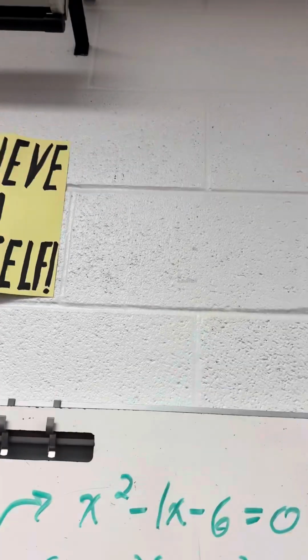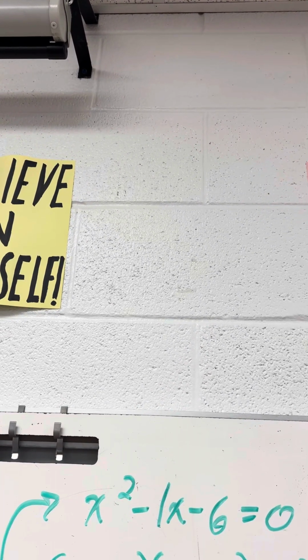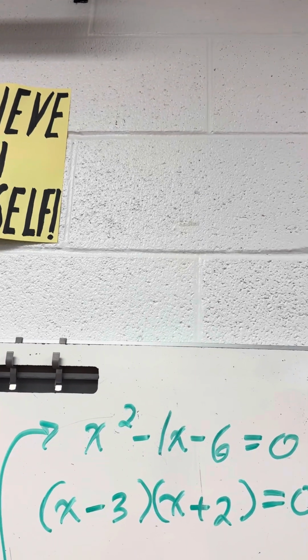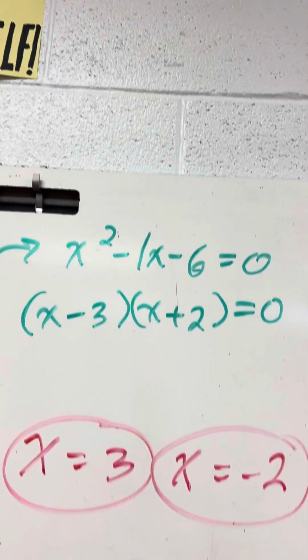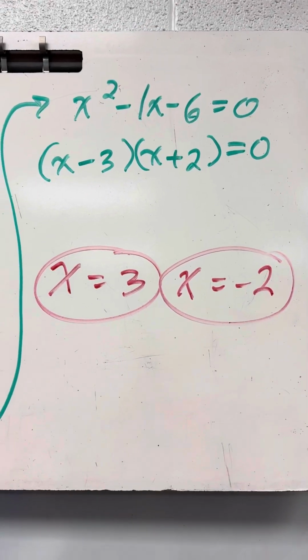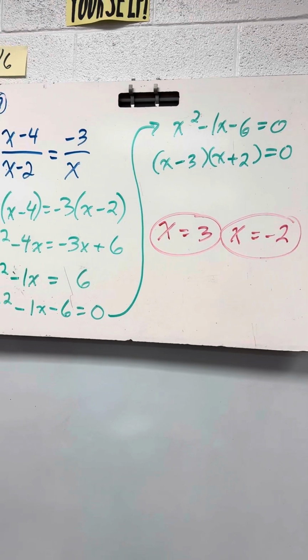Now we're going to factor. What times what makes negative 6 that added together makes negative 1? It's going to be x minus 3, x plus 2 equals 0, which means x equals 3 and x equals negative 2. Okay?